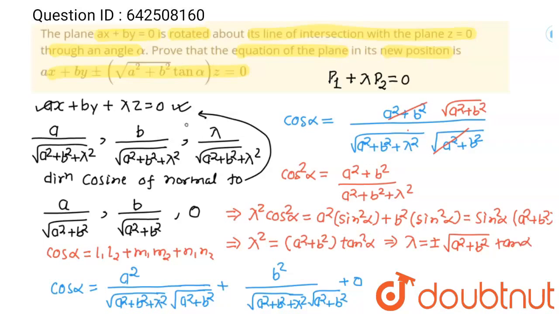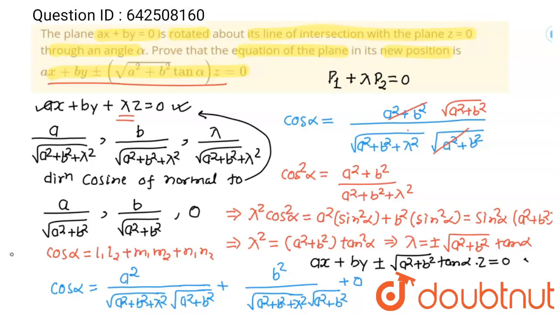When we put the value of lambda, plus minus root under a square plus b square into tan alpha, we get the required new position of the plane. So the equation is going to be ax plus by plus minus, in place of lambda, root under a square plus b square tan alpha into z equals 0. Thank you, students.